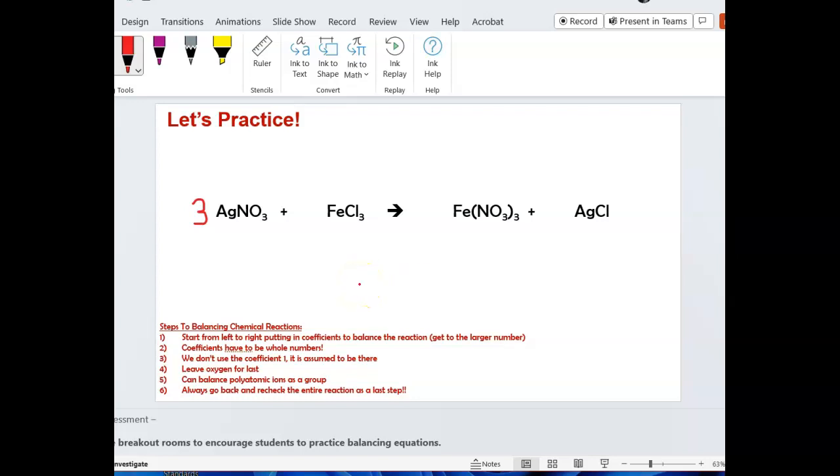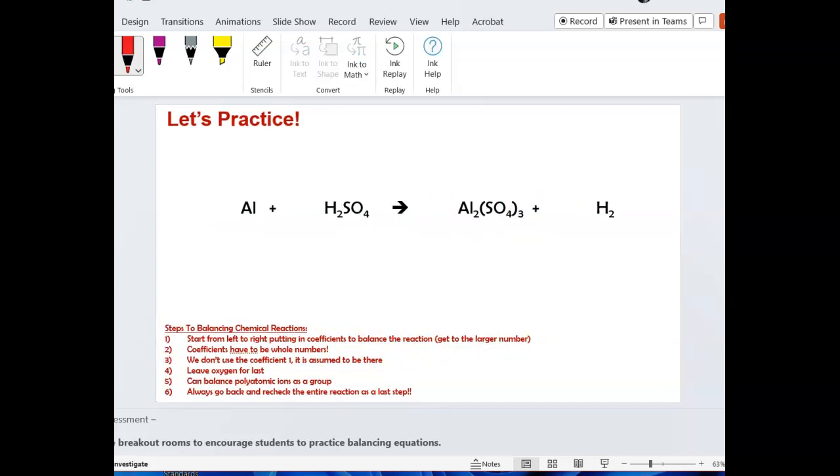Now I'm just going to go left to right. So I have 3 silvers that went into the reaction. I should put a 3 here then to get 3 to come out. I already did the nitrate. 3 nitrates went in, 3 nitrates came out. 1 iron went in, 1 iron came out, and 3 chlorines went in, 3 chlorines came out. It's balanced. This next one here, you could pause the recording and try to do the polyatomic ion strategy.